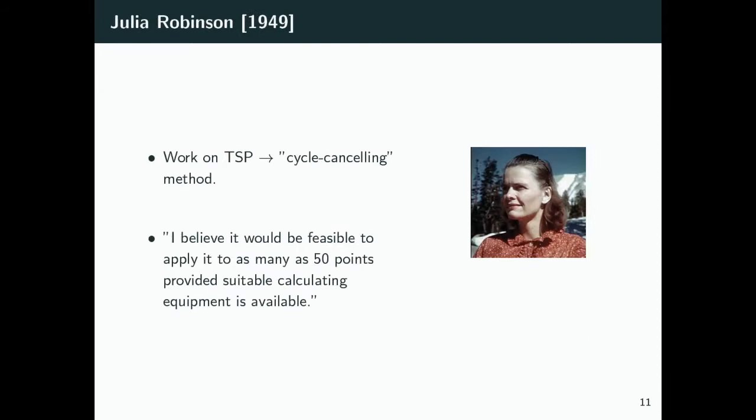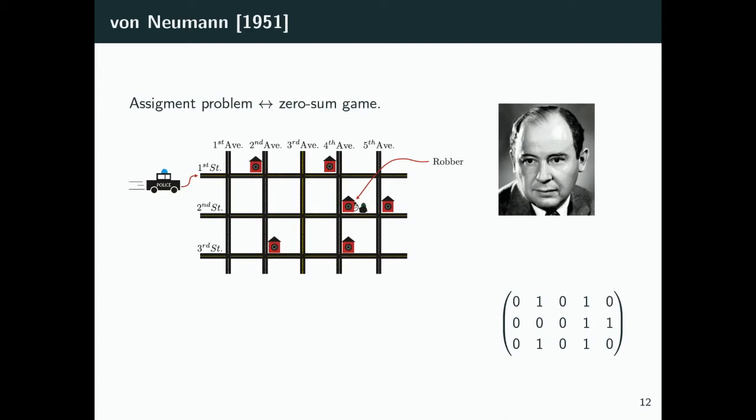At the same time, von Neumann and Dantzig were in the process of developing linear programming and linear programming duality, motivated largely by World War II applications. Von Neumann was doing this in the context of zero-sum games. In a lecture he gave at Princeton in 1951, he formulated the assignment problem as a zero-sum game. I'll just quickly describe this formulation for the unweighted case, just bipartite matching.